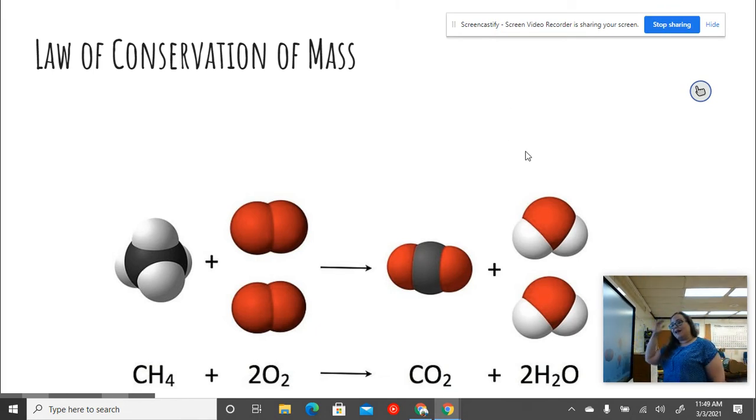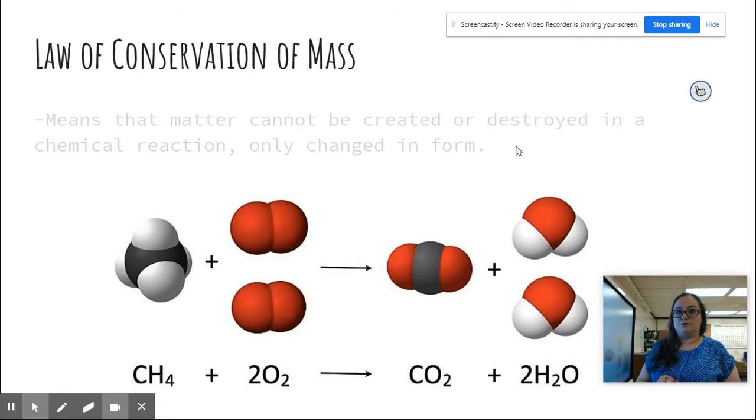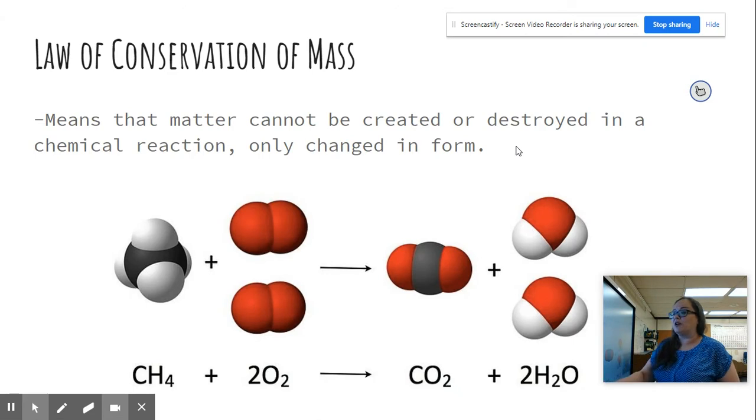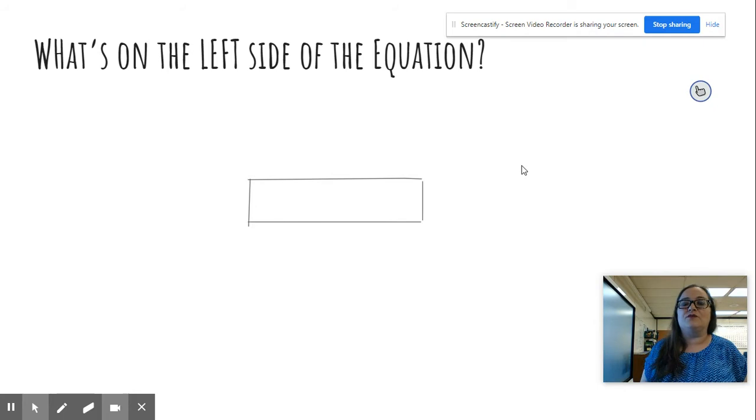Okay, so we've got our formula here, and we can see that we have one carbon, four hydrogen, four oxygen on each side. And that's supposed to give you a hint. What is the law of conservation of mass? That matter can be neither created nor destroyed, only changed in form. So if we have carbon on the reactant side, we have to have carbon on the product side. We're not going to suddenly have a new element that isn't there. Matter can be neither created nor destroyed, only changed in form.